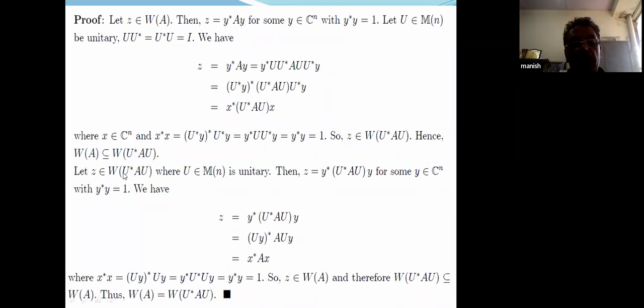Conversely, take Z to be any element of the numerical range of U star AU. Then Z can be written in this form where Y is a unit vector. Now put UY equal to X. So this comes out to be X star AX. Also X star X we calculate from here. This is again 1. So this is an element of the numerical range of A. So the numerical range of U star AU is contained in the numerical range of A. So combining these two results, we have this important property: numerical range of U star AU is the same as the numerical range of A.